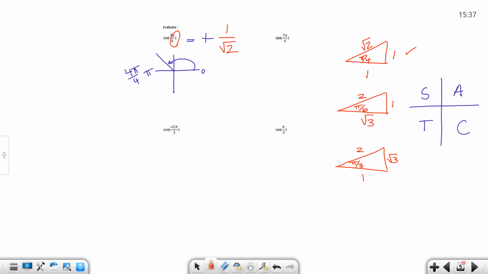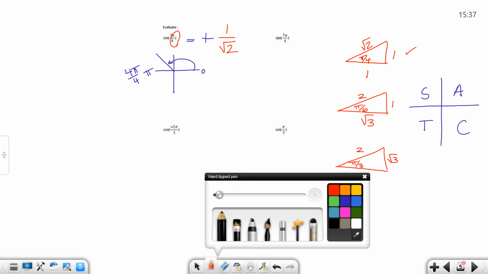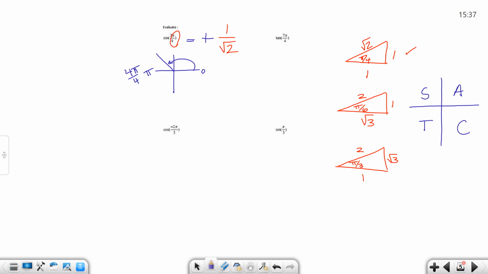Okay, so let's go across to tangent of 7 pi over 4. Okay, so 7 pi over 4, let's see where it is. If I go around here, that's pi, so that's actually 4 pi over 4. So it would be 5 pi over 4, 6 pi over 4, 7 pi over 4. So it would actually be in this quadrant right here. That locates me in quadrant 4.